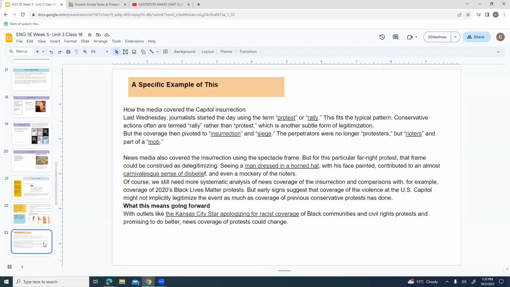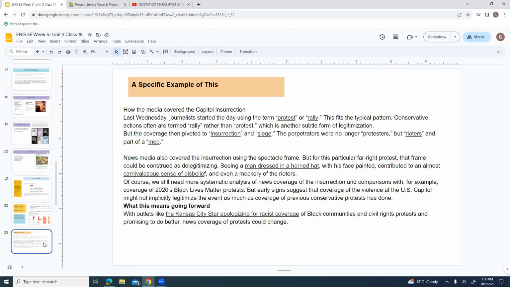This is an example of this. How the media covered the Capitol insurrection in the States. Last Wednesday, journalists started the day using the term protest or rally. Now, this is obviously talking about the U.S. protest that turned into the insurrection on the Capitol in the States.